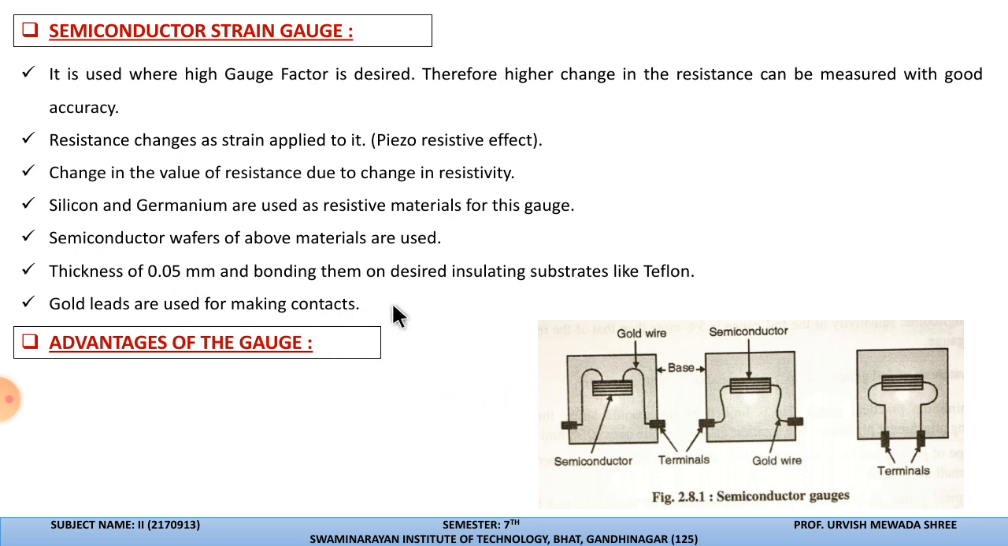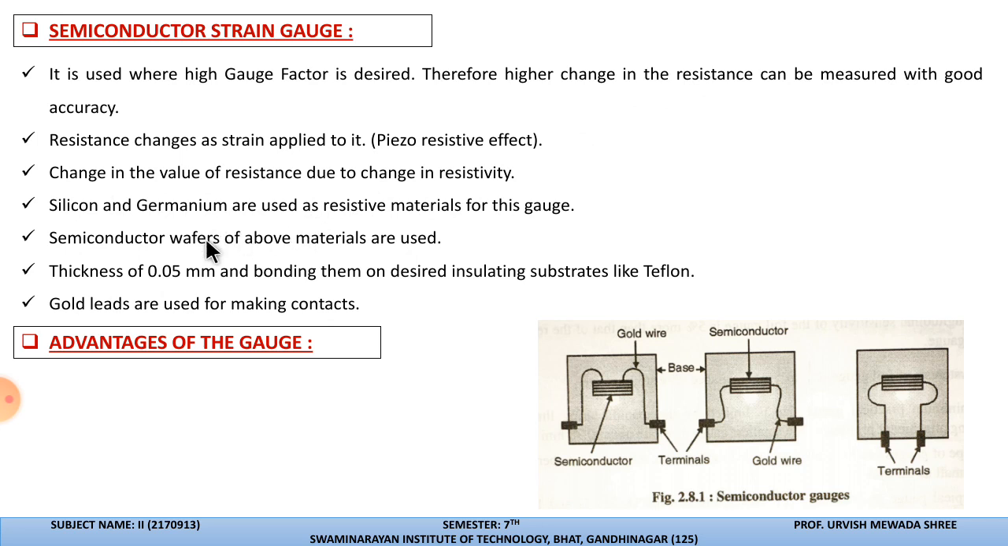The second property of such a semiconducting strain gauge is that the resistance changes as strain is applied. It is nothing but the piezoresistive effect, meaning the resistance of the semiconductor gauge changes as strain is applied to it. The semiconductor gauges depend for their action upon the piezoresistive effect. So the change in value of resistance is due to the change in resistivity, and that is the piezoresistive effect principle.